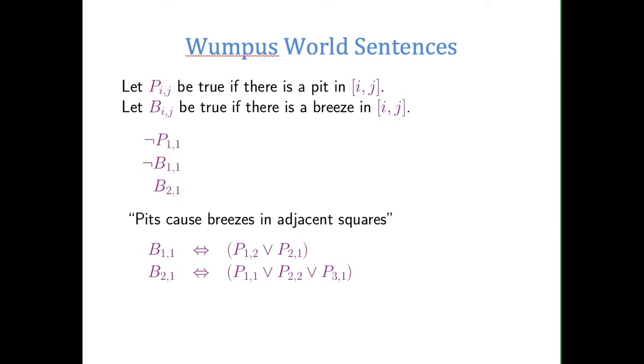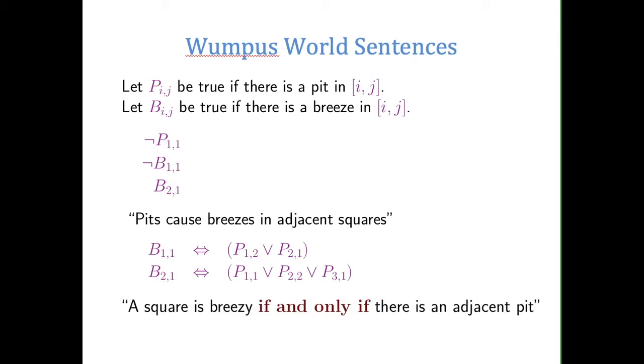Similarly, for square 2,1, which is adjacent to 3 other squares, that's equivalent to saying that there's a pit in 1,1, or there's a pit in 2,2, or there's a pit in 3,1. And conversely, if there's a pit in any of those, then you'll feel a breeze in 2,1. So that's how the representation works. And in fact, this mutual implication means that a square is breezy if and only if there's an adjacent pit.